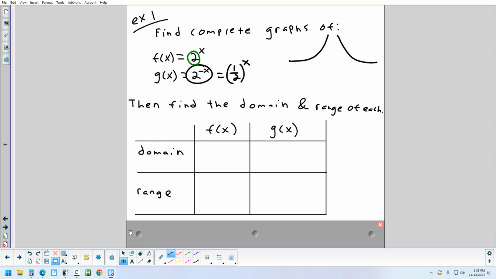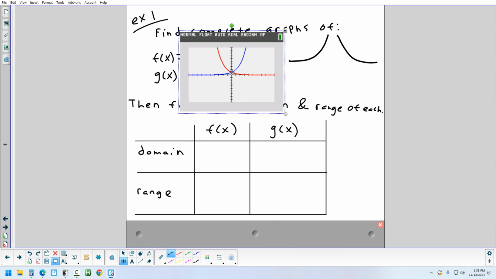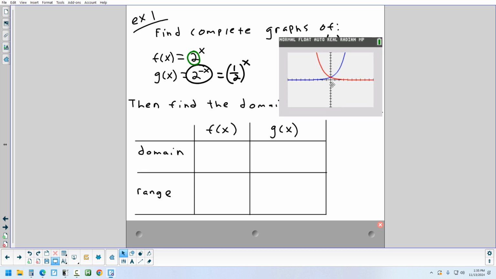Now let's look at each of those graphs and then describe what's happening. I want to know the domain and the range. Start by looking at the blue one. f of x is the blue one, and g of x is the red one. What's the domain of the blue one? Negative infinity to infinity. Every exponential function has a domain of negative infinity to infinity. It doesn't matter if it's a growth or a decay. They all go negative infinity to infinity.